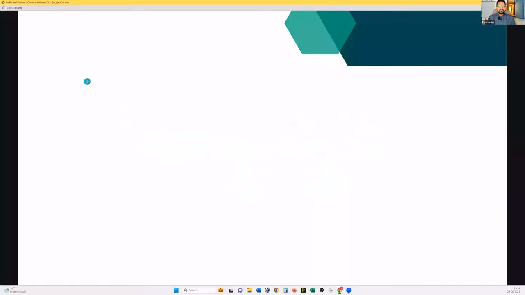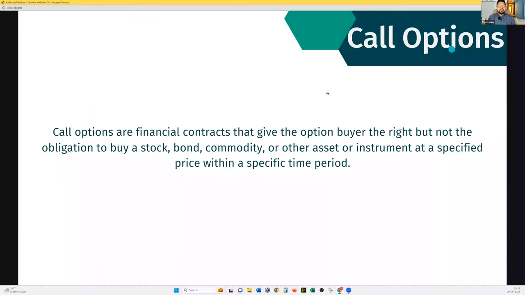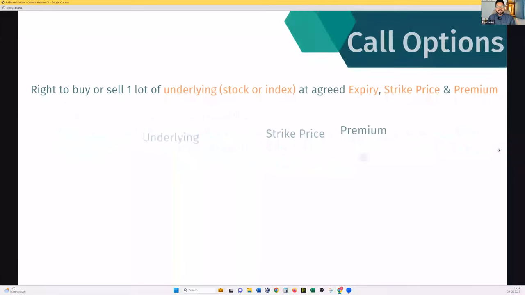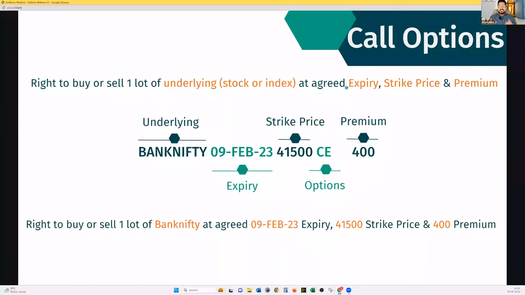So first, call option. Call options are financial contracts that give the option buyers the right but not the obligation. Nothing to worry about, we just skip it because this is not going to help us at any point of time. So this is my personal definition for call option. Call option is very simple. It's a right to buy or sell.